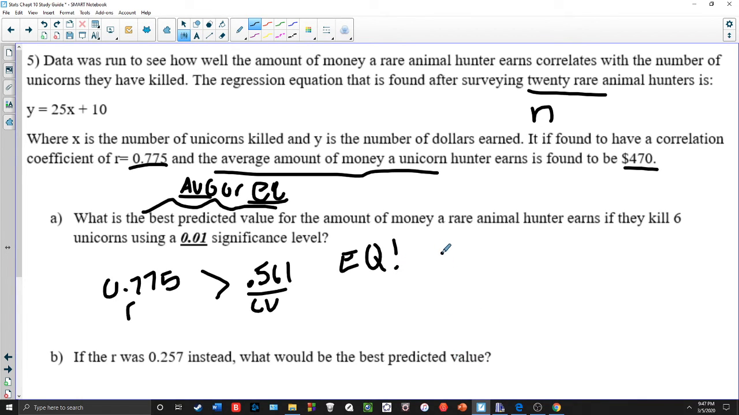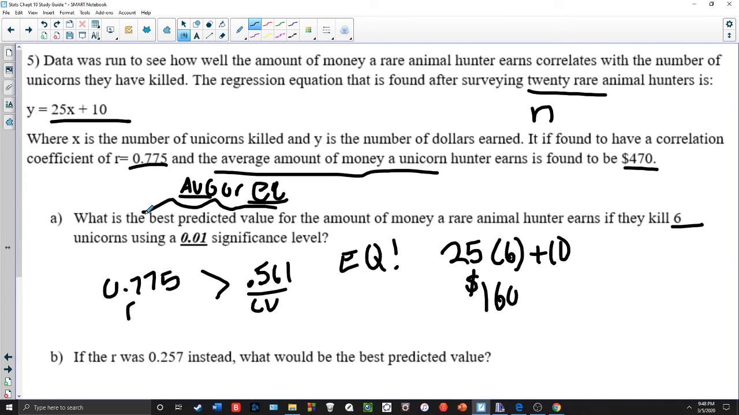So we're going to have 25 times 6 plus 10. All I'm doing is taking this equation and replacing x with 6, because x represents how many unicorns they killed. So we do some arithmetic and that equals $160. So when you have a question about the best predicted value, you should always check to see if the critical value is less than R, and if not, you just use the average as your guess.